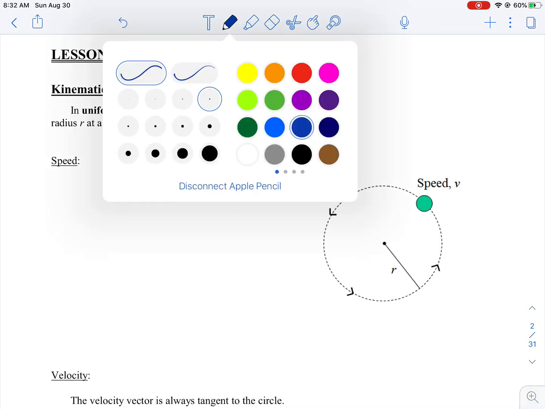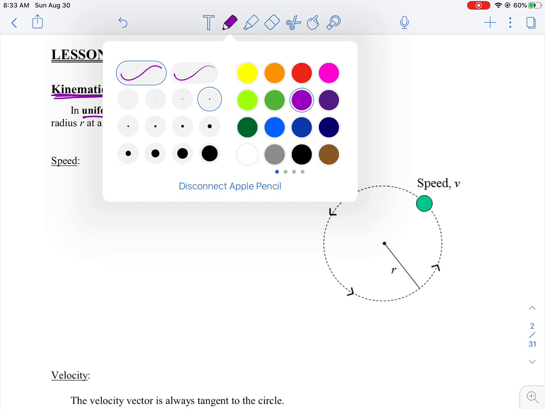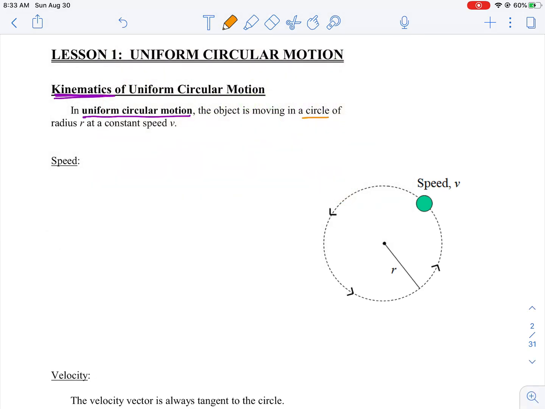We'll start with kinematics, the mathematical description of motion. And we're going to be studying something called uniform circular motion. I don't think it'll surprise you that this means the object is going in a circle, big surprise, but to be uniform, it has to go around at a constant speed.